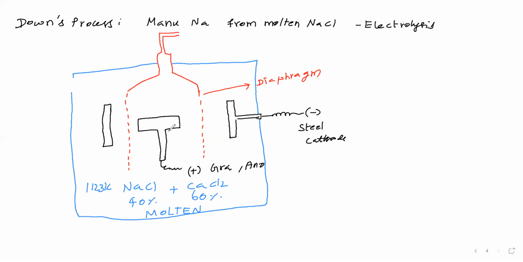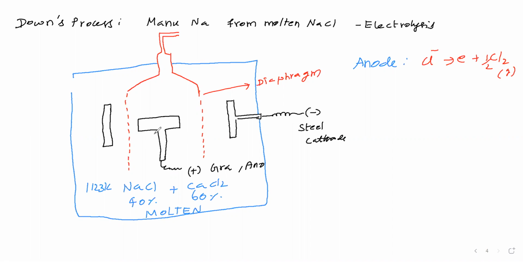It is going for electrolysis. At anode, what happens? Anion goes to the anode. What is the anion? Cl minus. Cl minus goes to the anode. At anode, oxidation is possible, so it loses an electron and becomes a chlorine atom. A chlorine atom combines with another chlorine atom and becomes chlorine gas. That chlorine gas is liberated at this place.